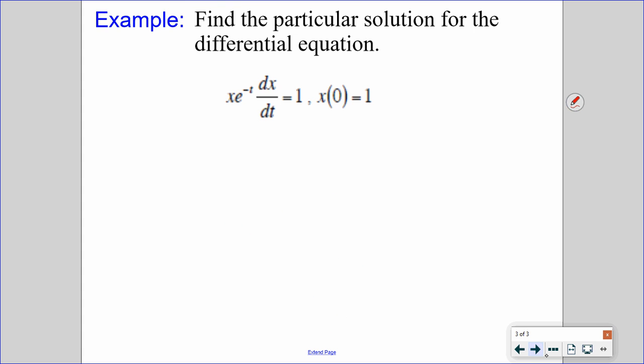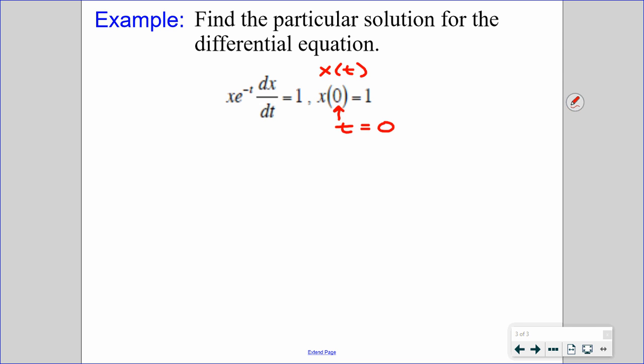Let's look at one more example. This is kind of interesting because our differential equation is x times e to the negative t times dx over dt equals 1, and our initial condition is x of 0 equals 1. This is in the form of x of t, so that really means that the 0 is a t value. That's going to be important later when we use our initial condition. It also means that we're going to solve this equation for x instead of for y.